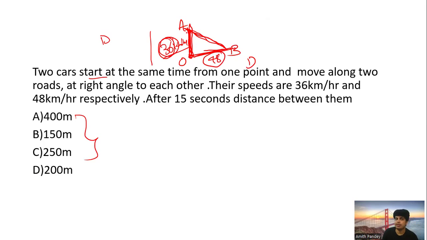Pythagoras theorem, that is hypotenuse square is equal to OA square plus OB square, the sum of both the squares. And once you find it, you'll get the answer around 250. If you don't get it, just let me know in the next video. I will help you out with this.